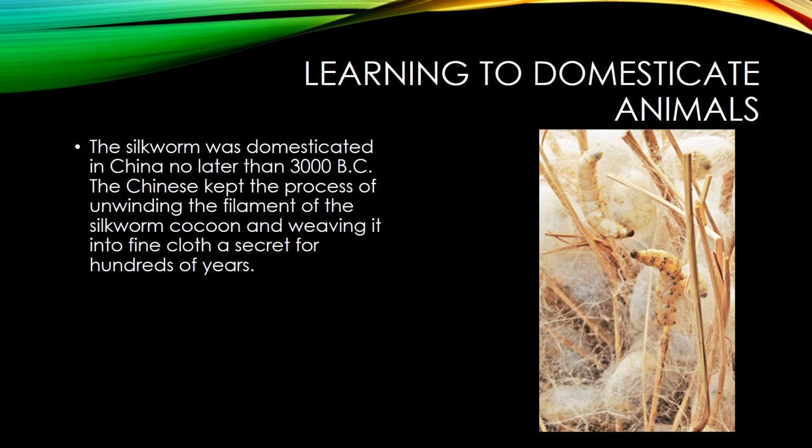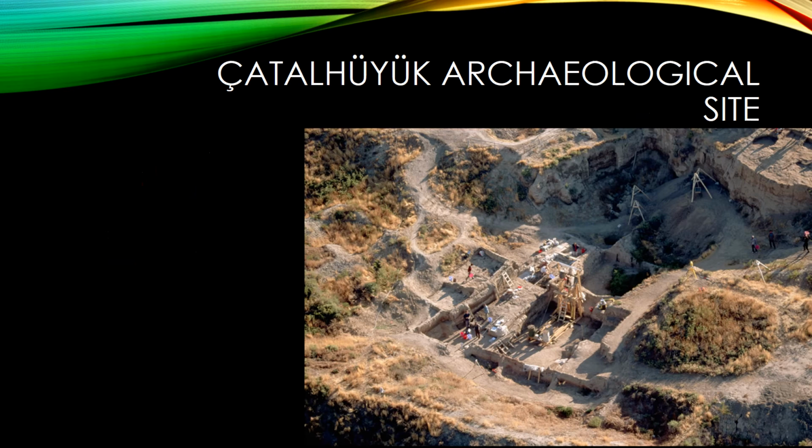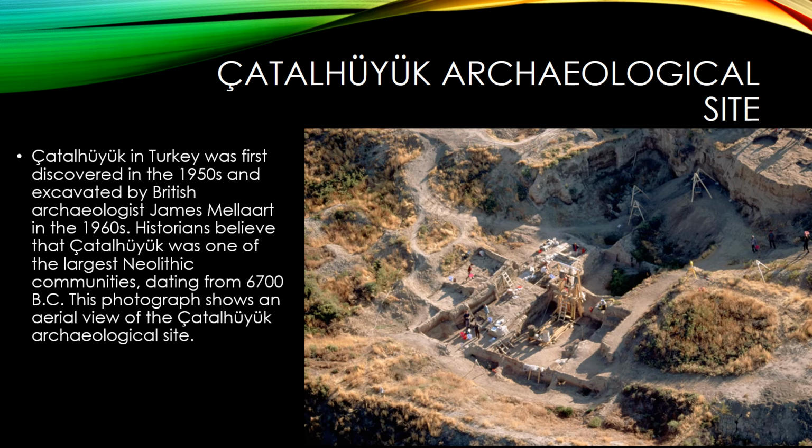And obviously, if you've ever worn anything that was silk, it is a very light, breathable material, something that would have been heavily wanted in the Middle East once they learned about it. Here we have the Catalhayuk archaeological site. This is an image from the actual site dig of where they found this ancient village called Catalhayuk. Catalhayuk in Turkey was first discovered in the 1950s and excavated by British archaeologist James Mellor in the 1960s. Historians believe that Catalhayuk was one of the largest Neolithic communities dating from 6700 BC.